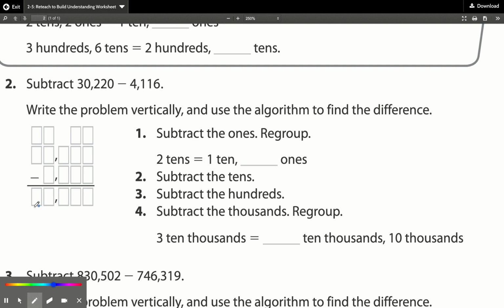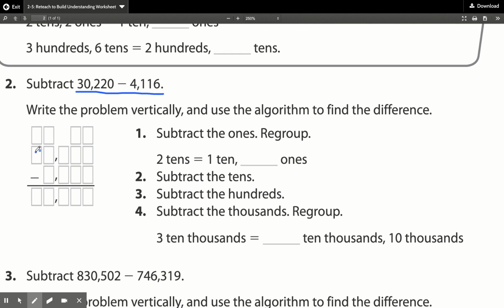Hey guys, today we are working on subtracting across zeros. So the big thing when we're talking about subtracting across zeros is that we probably are going to have to do some regrouping. So we're going to talk a lot about what numbers are equal when we're talking about tens, hundreds, thousands. So the first thing we need to do is write our problem down.